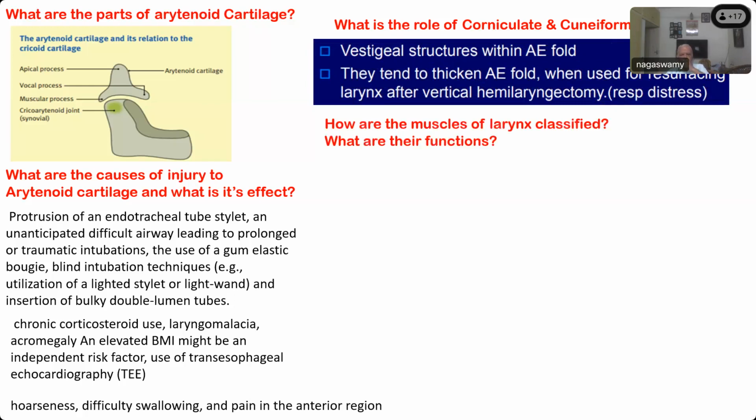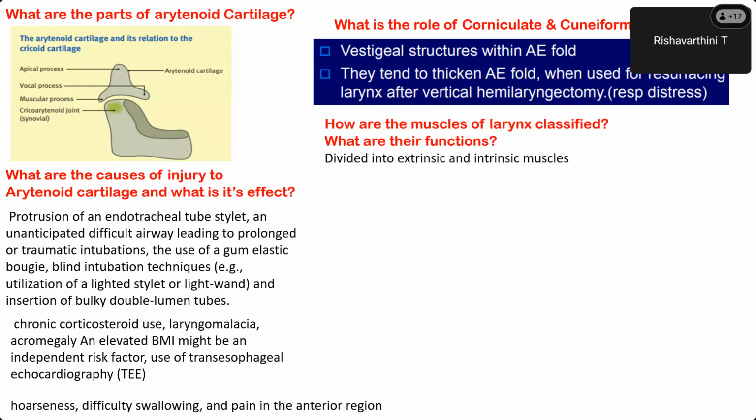How are the muscles of the larynx classified and what are their functions? So we saw about the cartilages all this time, about the paired and unpaired cartilages. Next comes the next anatomical structure covering the larynx, the muscles of the larynx. So how do you classify the muscles of the larynx? They can be divided into intrinsic and extrinsic muscles. Very good. So you have to classify them as extrinsic and intrinsic muscles.